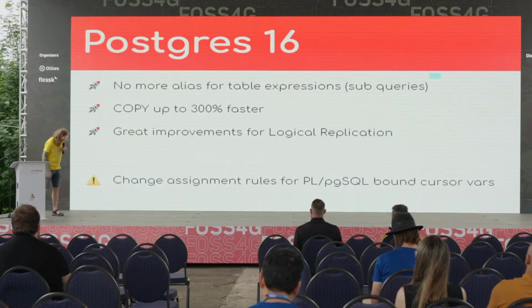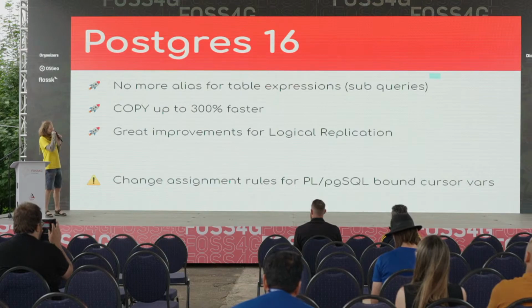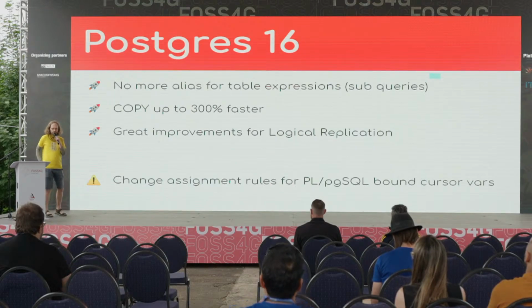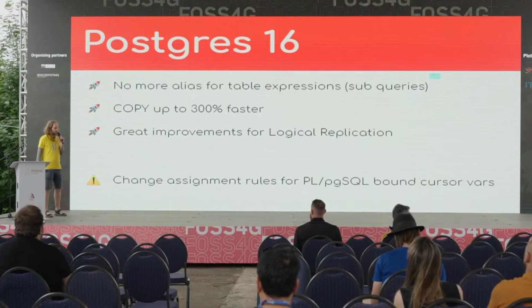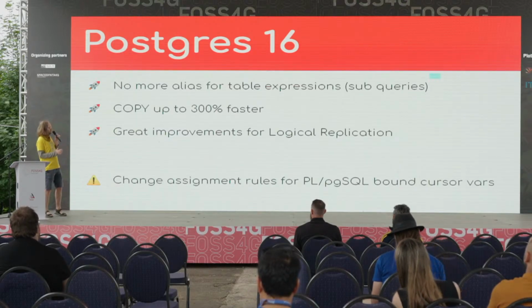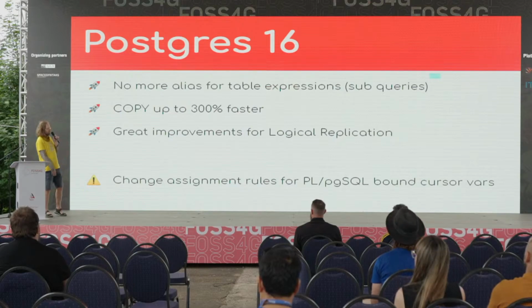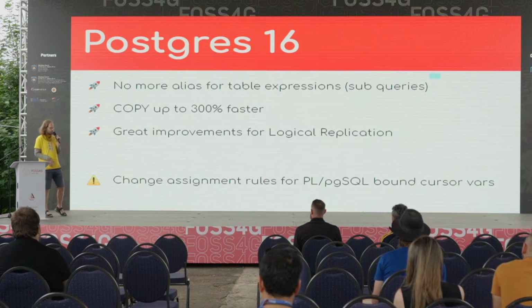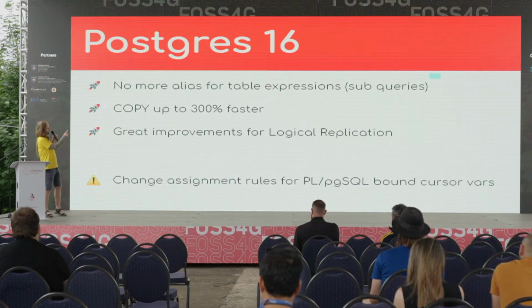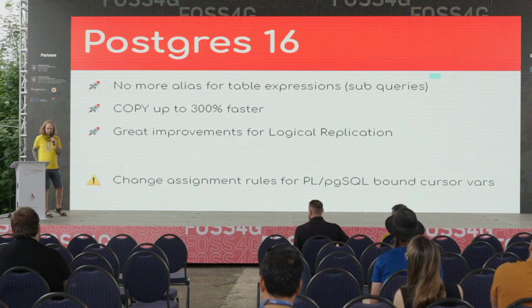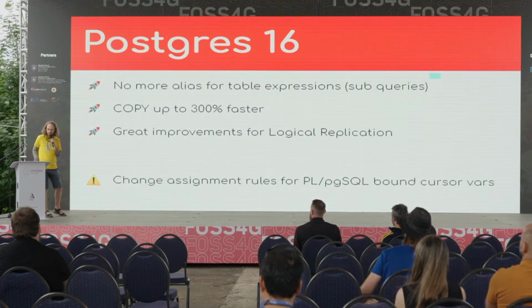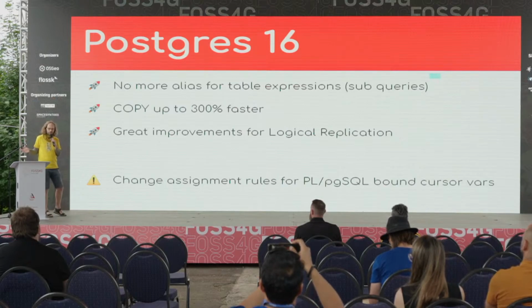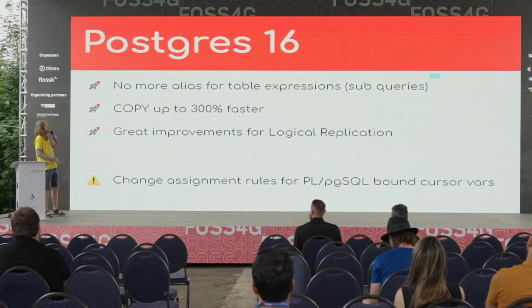Okay, so a quick glimpse into the future. Postgres 16 will probably be released this autumn. Every autumn there's usually the Postgres release. One of the key features that I picked out was some great improvements for logical replication, but I don't know if you are using logical replication, probably not. The second item here is that the COPY command got around 300% faster, and I think this is great news for everybody who is usually doing bulk imports of spatial data into Postgres.